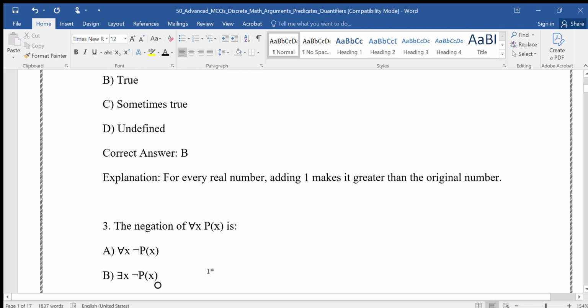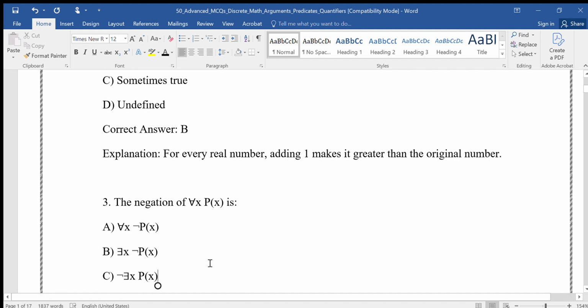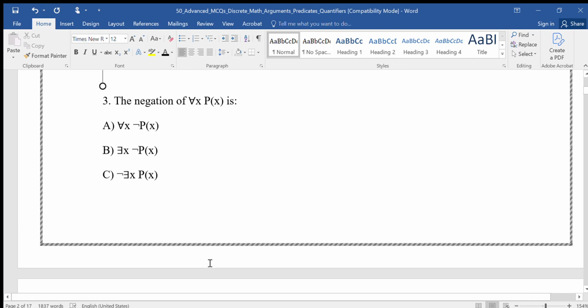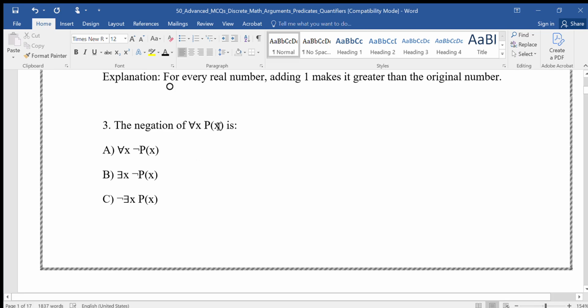The negation of for all x P of x: for all x means there exists x negation P of x. P of x is a propositional function. The negation of for all x means there exists at least one x for which negation of P of x holds. There exists some x, negation of P of x.